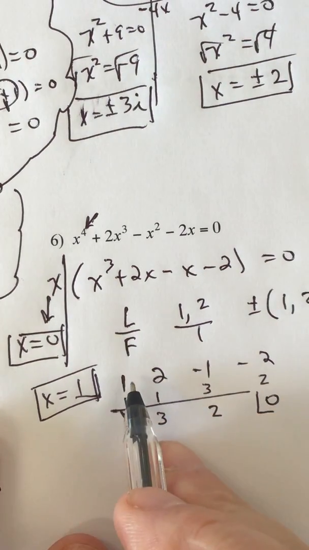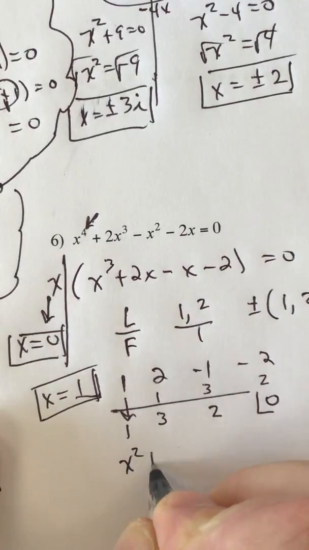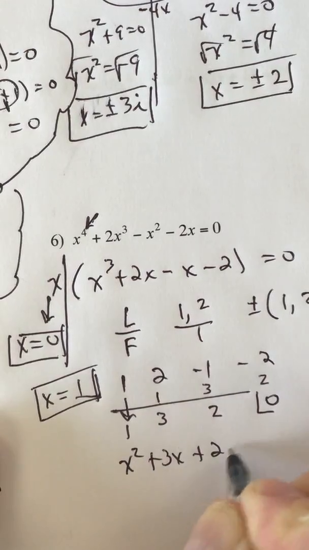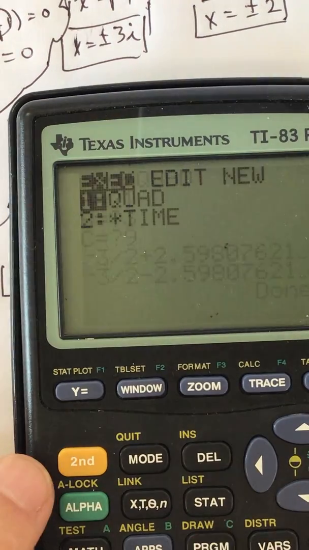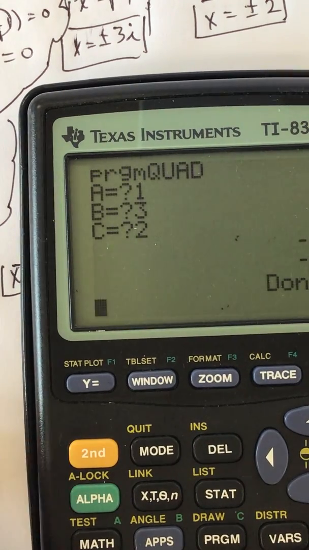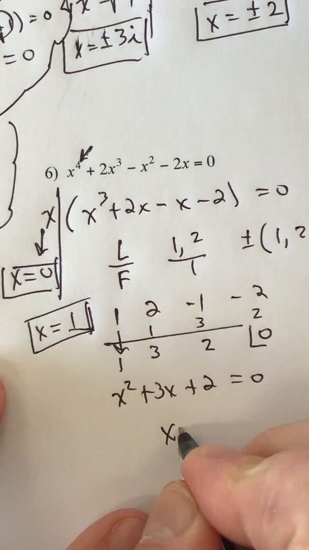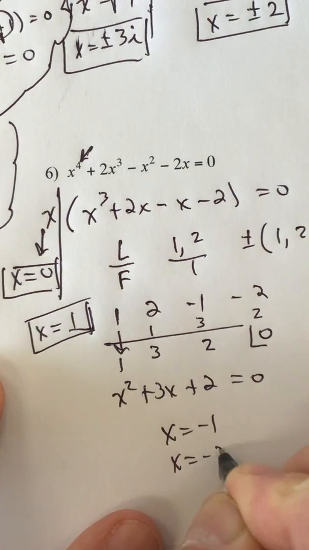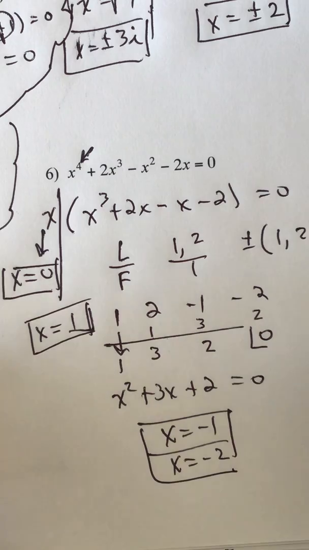Now, this was a third power, so we found one. That makes this a second power. So this is 1x to the second plus 3x plus 2 equals 0. Okay, that's a really easy one to factor, but it's also easy just to put it right in my calculator. 1, 3, 2. So the answers are negative 1 and negative 2. So we have several techniques now that we want to combine to get to the zeros as fast as possible.